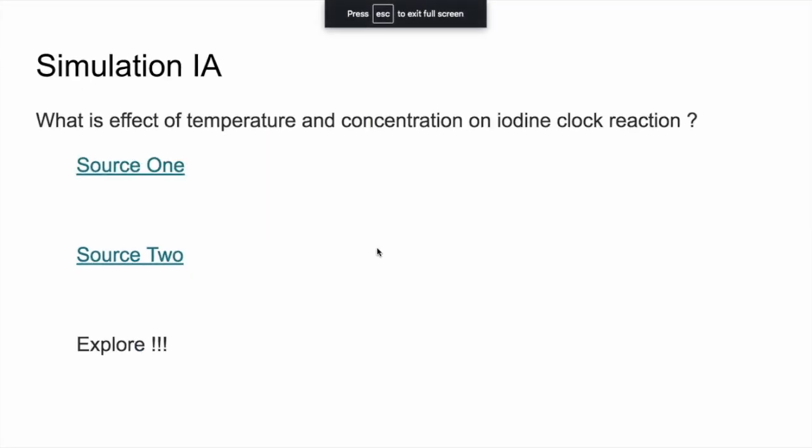Okay, moving on. A simulation IA. There's loads of these now. Universities give them out for free. So what is the effect of temperature and concentration? We can do that now. We can have a multifaceted research question. What's the effect of temperature and concentration on iodine clock?